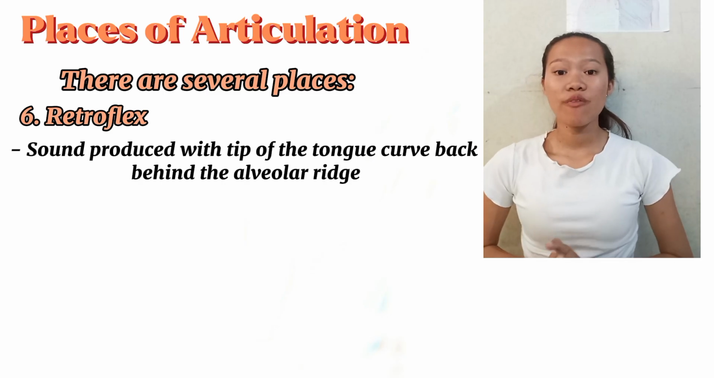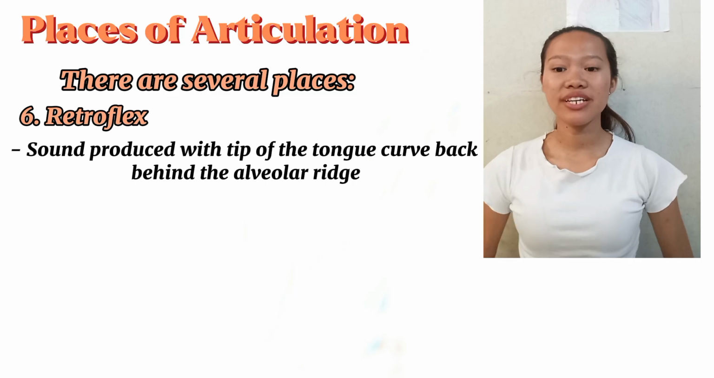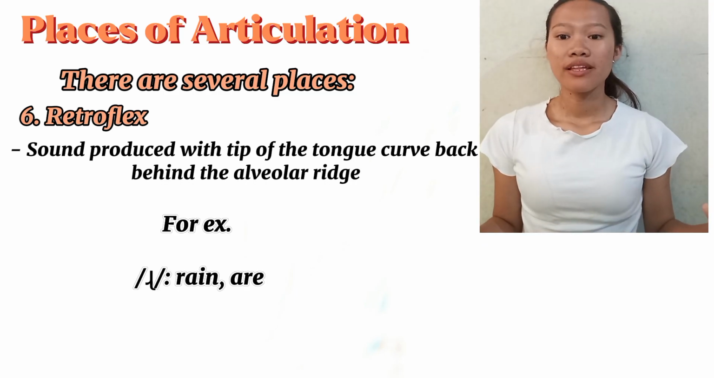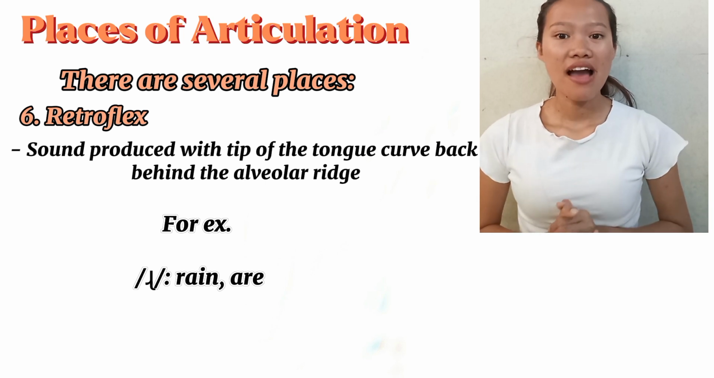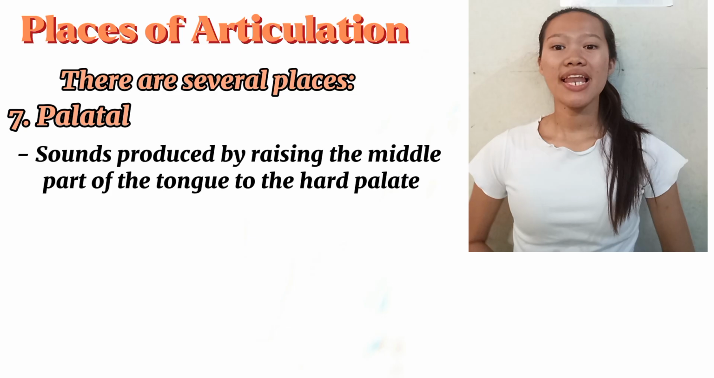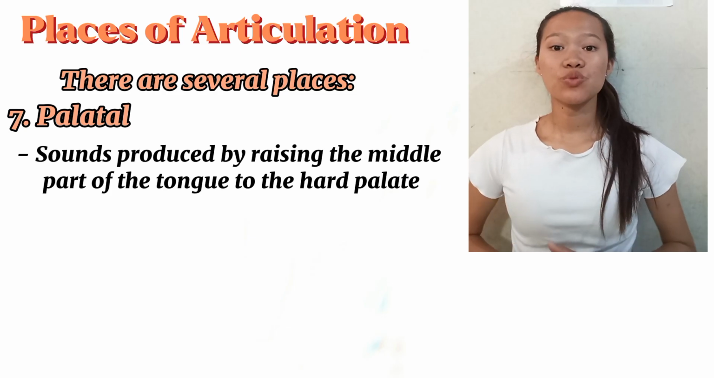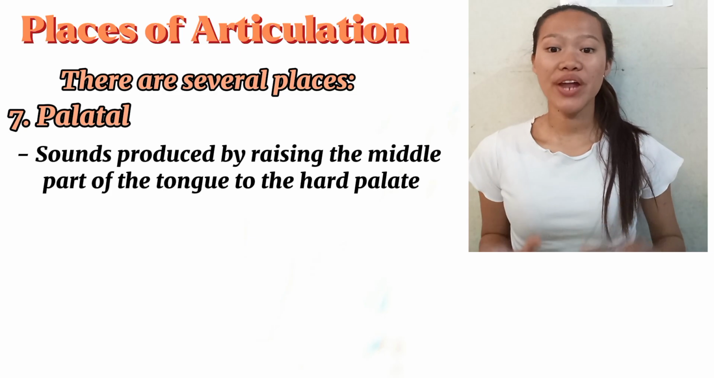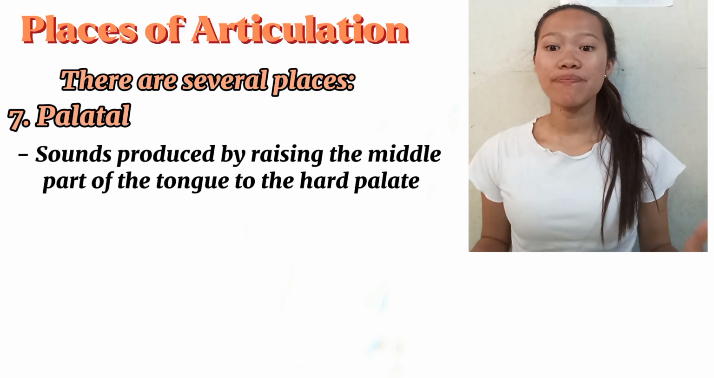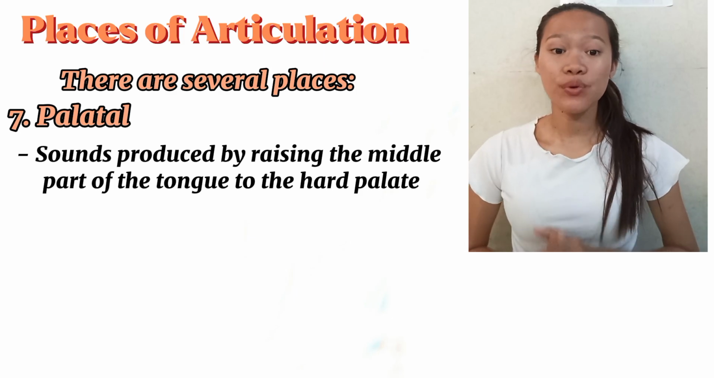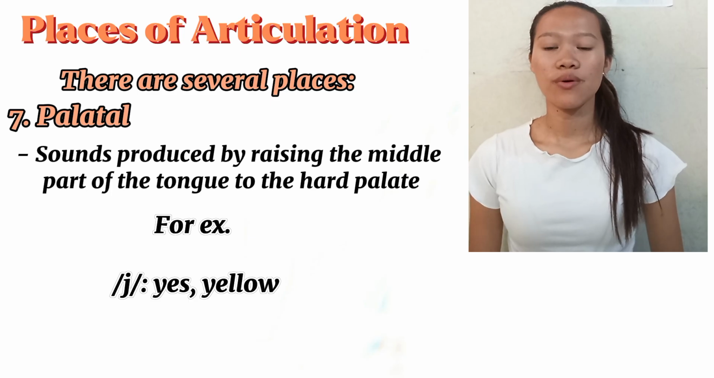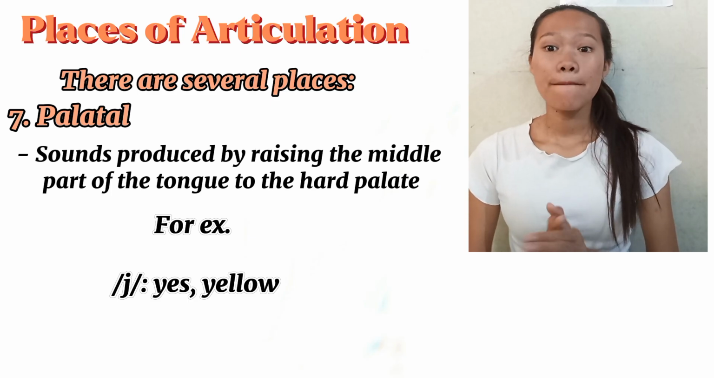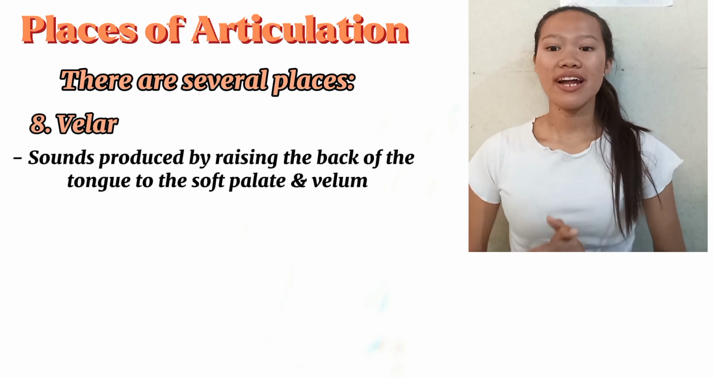So next we have retroflex. Sounds produced with the tip of the tongue curved back behind the alveolar ridge. So for example, this is the American R. Rain. R. Next we have palatal. A palatal sound is produced when the body or middle part of the tongue is raised close to the hard palate. The word palatal comes from palate, which is the roof of your mouth. For example, yeah, yes, yellow. So that is palatal.